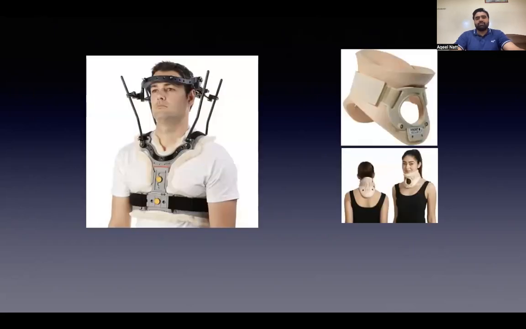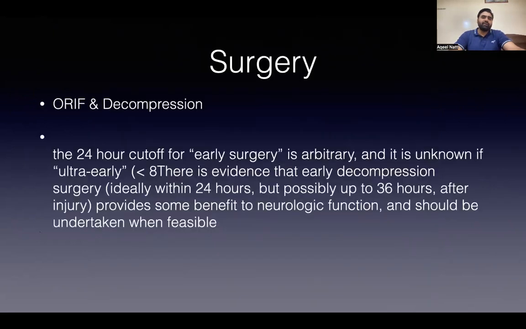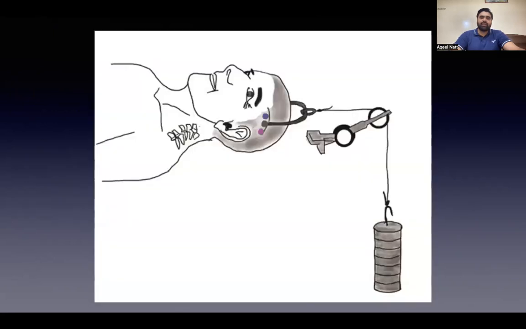These are the pictures. This is the picture of halo vest. This is a picture of Philadelphia collar. And this is a picture of cervical traction, Gardner-Wells. You put the frame with pins on the patient's head, attach it with a weight-bearing system, and you put the weight according to the vertebra involved. And then it's to immobilize and to reduce it as well.